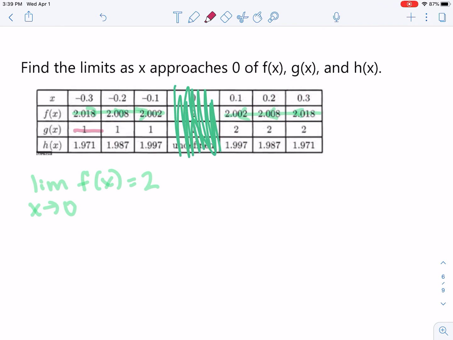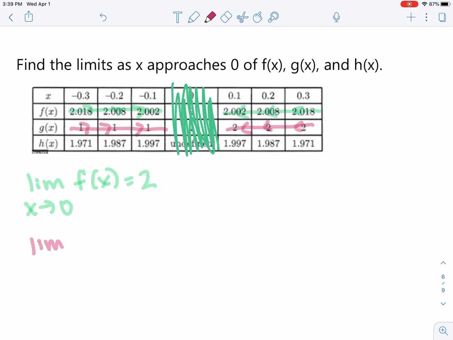So again, this would be the left-hand limit. So it looks like the left-hand limit is 1. This would be the right-hand limit. What does it look like the right-hand limit is? Looks like the right-hand limit is 2, right? And I don't care about the function value. Since the left and the right-hand limits are different, what can you tell me about the full limit?